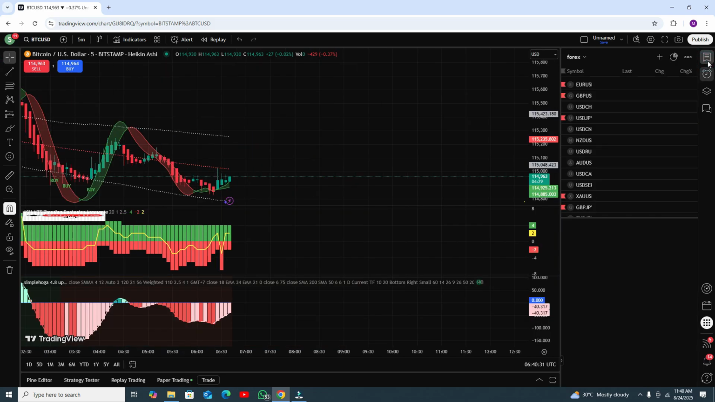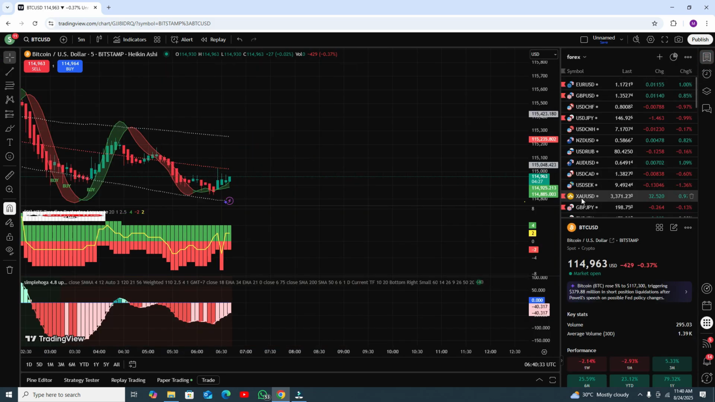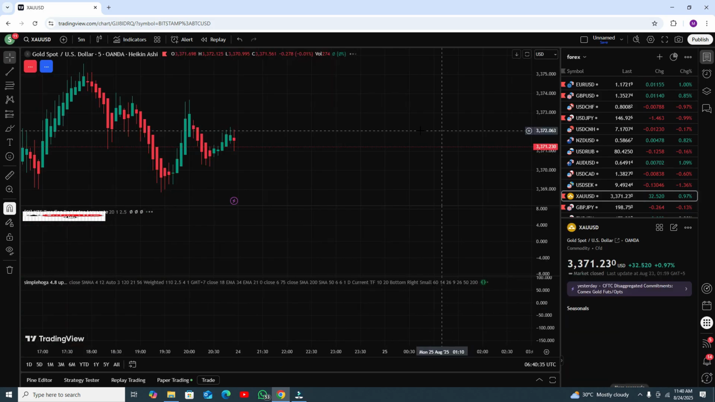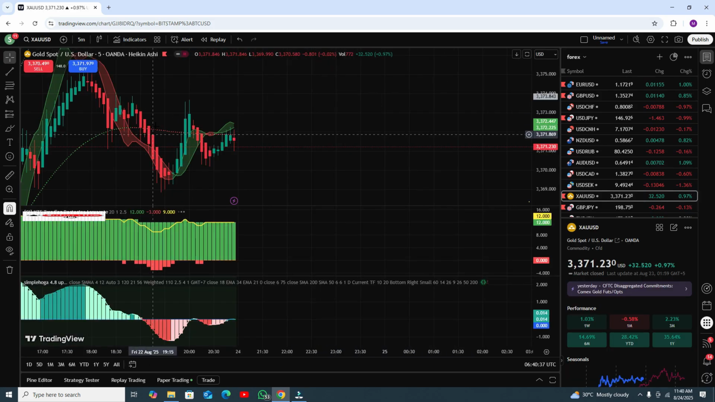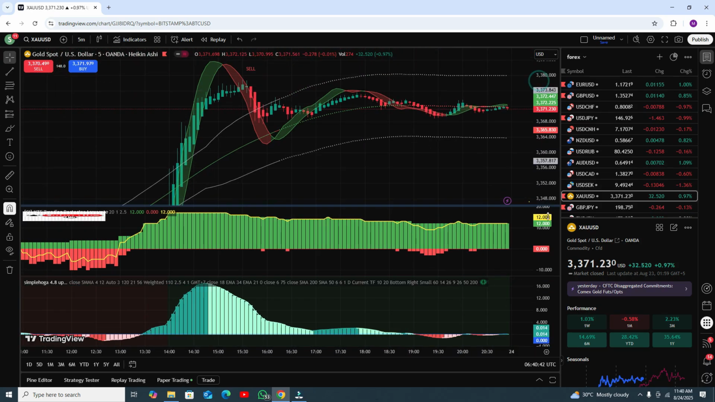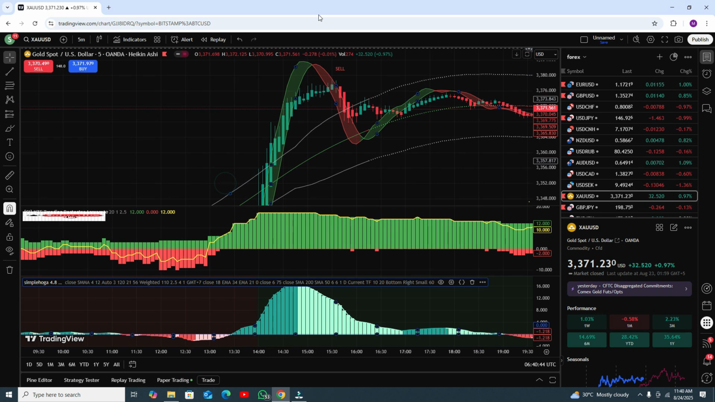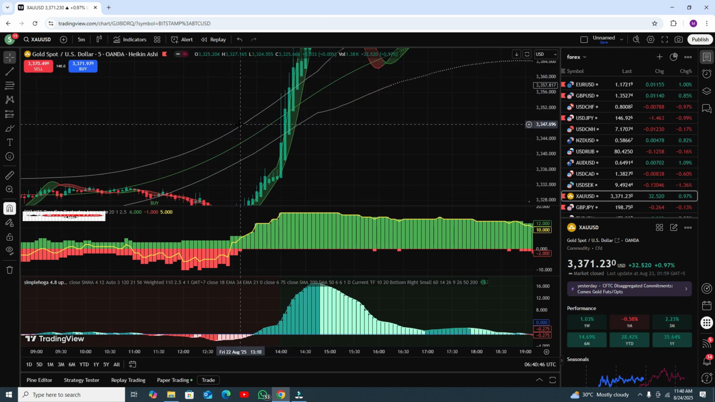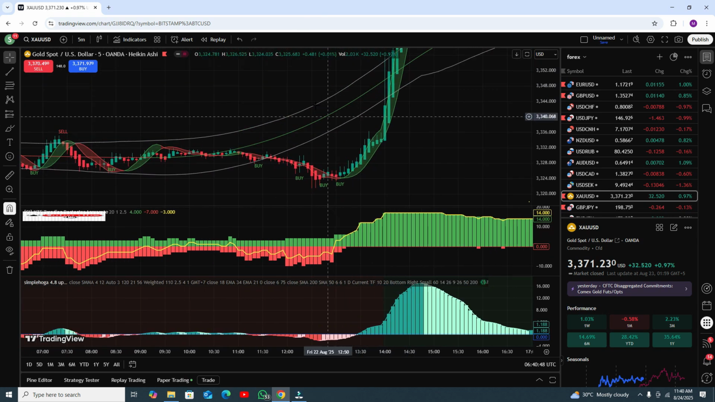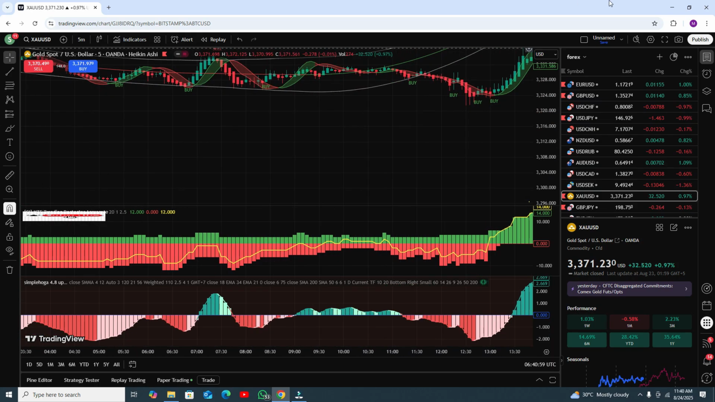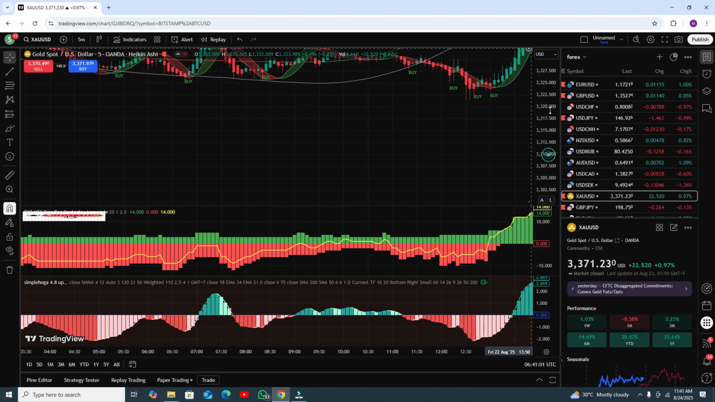Because mostly people demand an indicator that works perfectly on gold. Okay, let's find out the perfect results. Here we go, let's find out. RSI is green, the histogram too. You can see this is your entry point, put your stop loss, and you can see. Let's find out more entries.